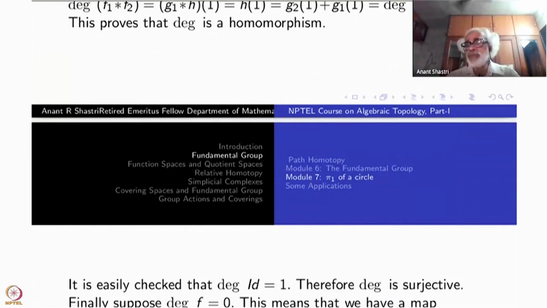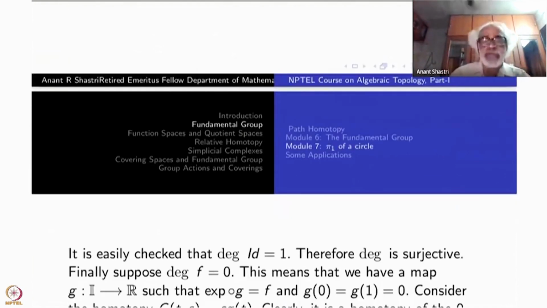Now, finally, suppose degree of F is 0. What does that mean? The lift of F, let us call it G, such that the starting point of G is 0, must have the end point also 0. That is the meaning of degree of F is 0. Degree of F is G of 1. So I have a loop here in R: I to R, you have a function, and both the endpoints are 0.